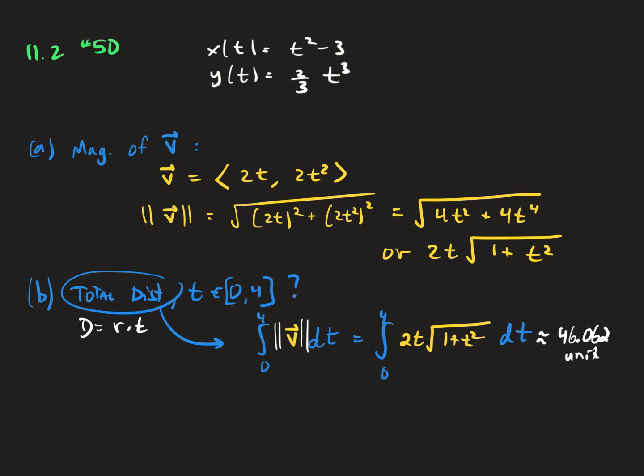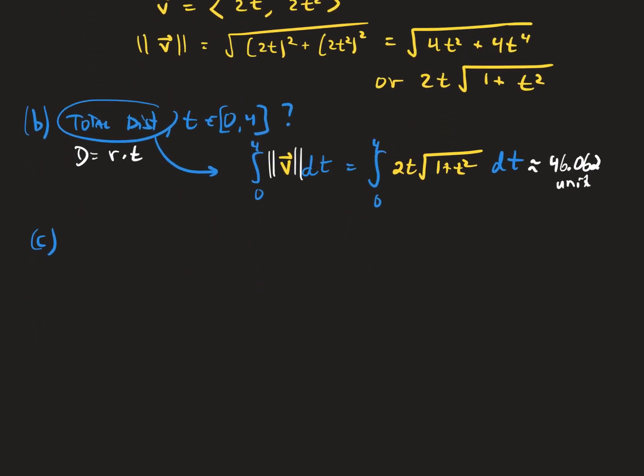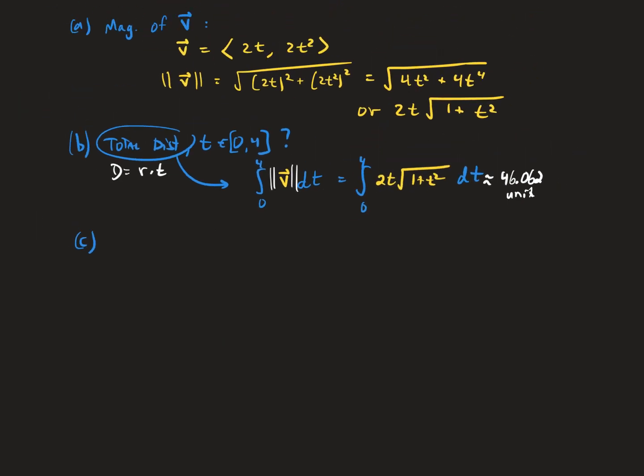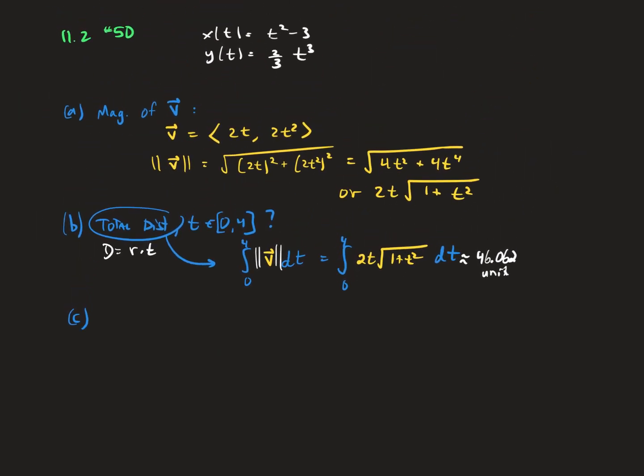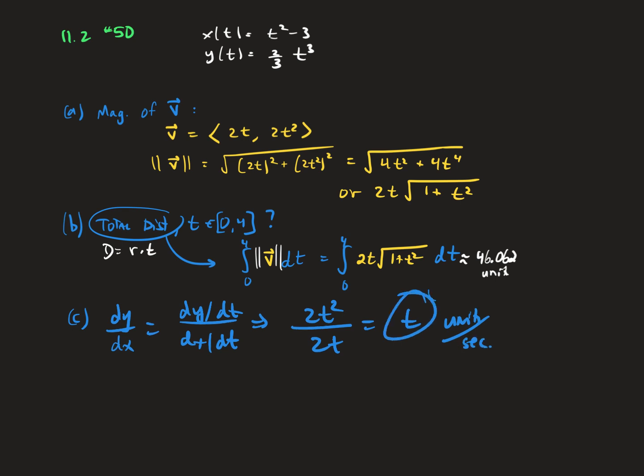All right, and that brings us to part C, the final part of number 50. What is dy/dx? Well, we already know this. It would be dy/dt over dx/dt. Easy peasy lemon squeezy. So dy/dt is just 2t squared. dx/dt is just 2t. So it's just t. That's going to be units per time unit. Might be seconds. I don't think it says. So we'll just say t.